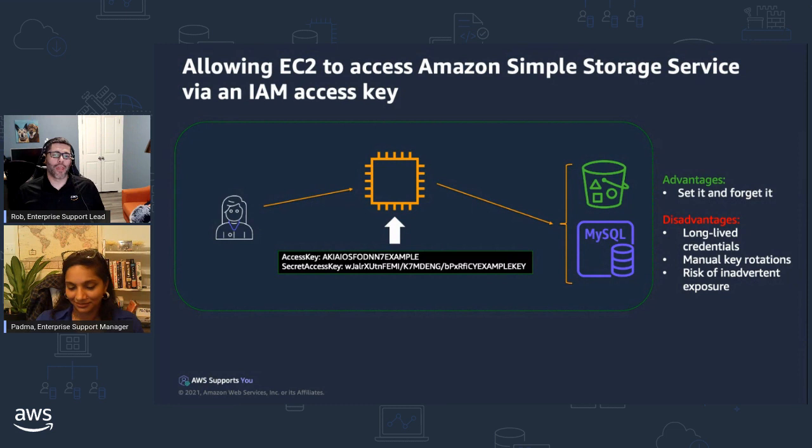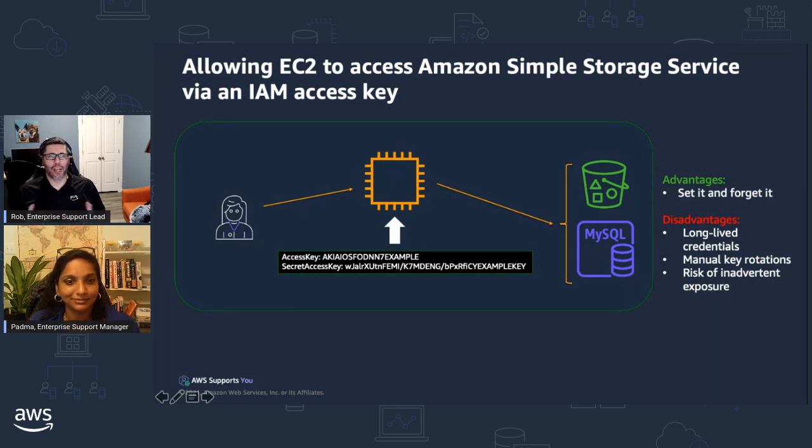So one way you can do that to allow access programmatically from an EC2 instance to something like Simple Storage Service or S3, you can embed an access key into your application. So you would create an IAM user, you would create a set of access key and secret access keys, and you would embed that into your application to be able to make calls to things like S3 or MySQL.